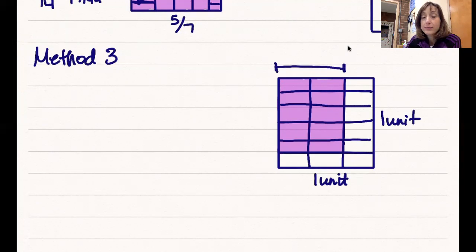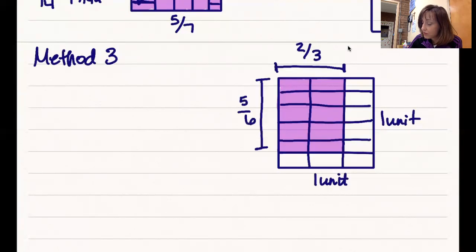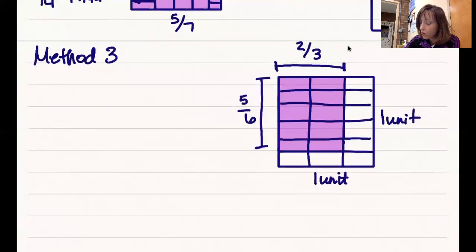Across the top, I split it into three sections and I've targeted two of them. So this value is 2/3. And across the side here, I split that into six sections and I've targeted five of them. So this is 5/6. And so now I want to know what is the area of this purple section?